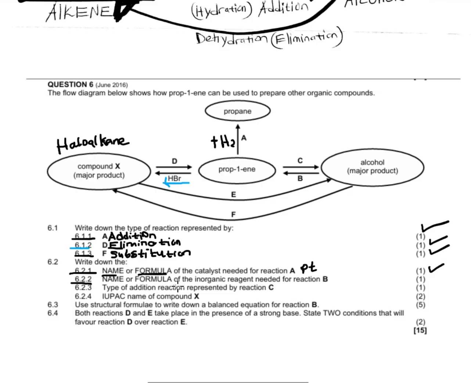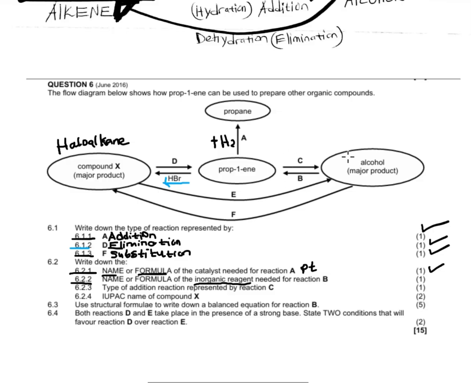Name or the formula of the inorganic reagent needed for reaction B. Guys, if they say inorganic reagent, it means they mean that for a compound to be organic, it must have both the carbon atom and the hydrogen atom. That's what we mean. All right, so now let's look at this: the inorganic reagent needed for reaction B.